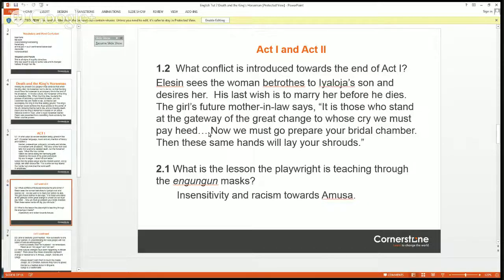And in their reactions, we start getting to know them a little better. Because Pilking, the man, is utterly insensitive and just calls him a barbarian and says these things have no power and how can he be so stupid. But his wife, Jane, does try to understand a little bit. But that whole scene with those masks is used by the playwright to highlight the administration's insensitivity and racism towards Amusa and all his people. Okay.